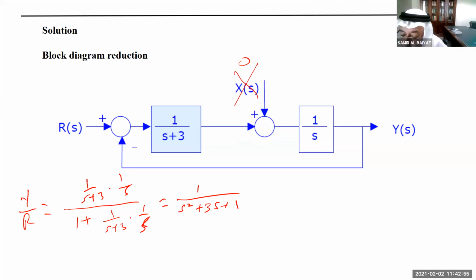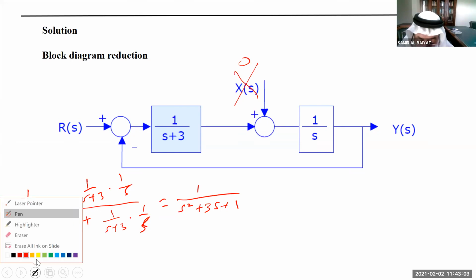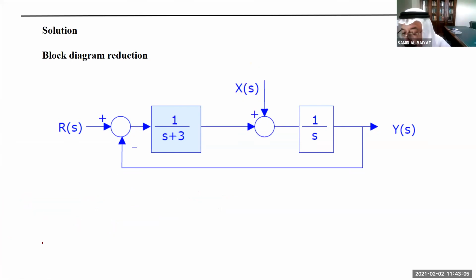Okay, now let me assume R to be 0 and find Y over X. What is Y over X? What does this equal to?